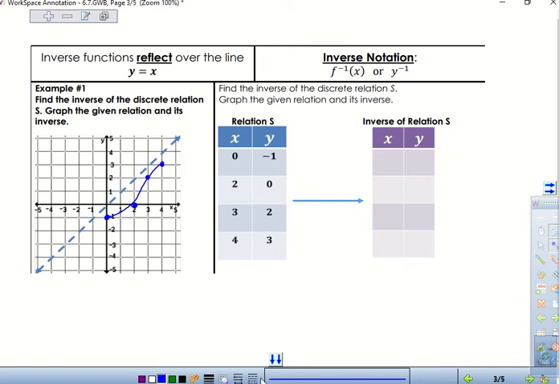Now what we're going to do is find the inverse. When we have a table and we want to find the inverse of that table, all you have to do is flip the x's and the y's. So that's how you would find the inverse table. You just flip the x's and the y's. And now we're going to graph that one as well.